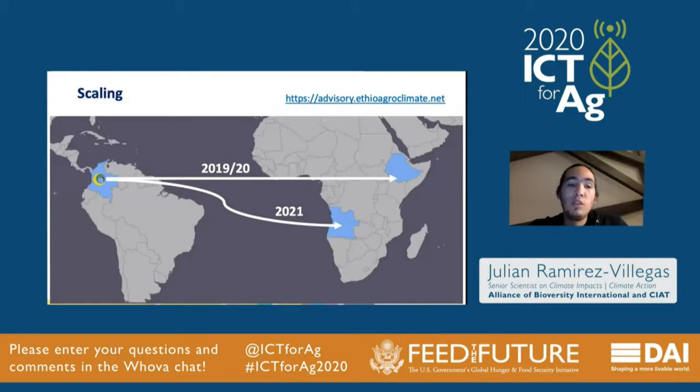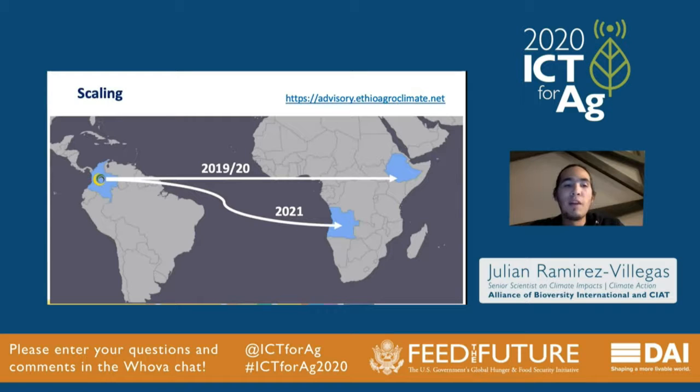So this platform, we're scaling into different countries. In 2019, 2020, we did a lot of work with the Ethiopian Institute for Agricultural Research, and we created an operational climate services platform for Ethiopia. And in 2021, we'll be working with the Angolan Met Service and the Angolan Ministry of Ag to create a platform like this for Angola.